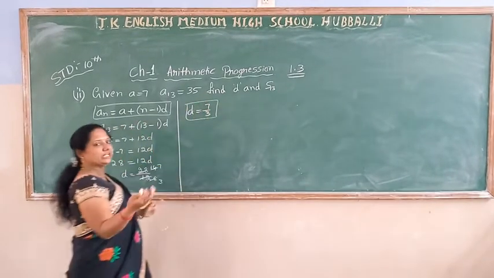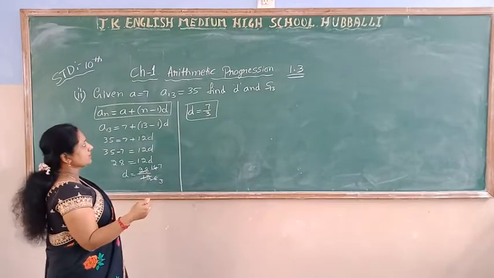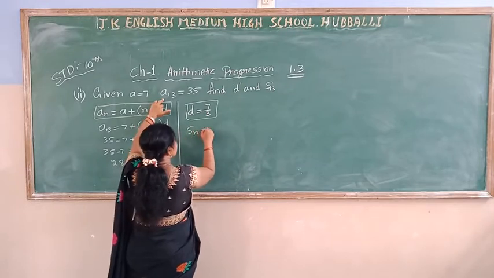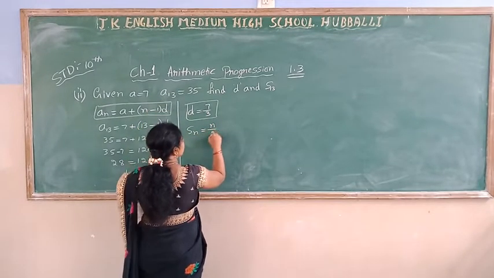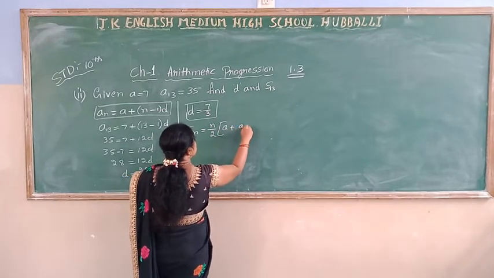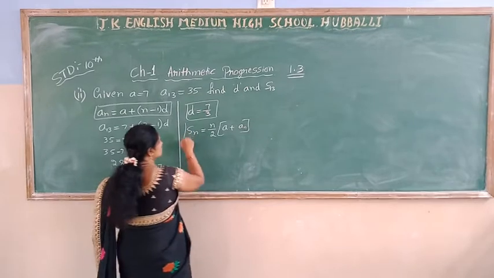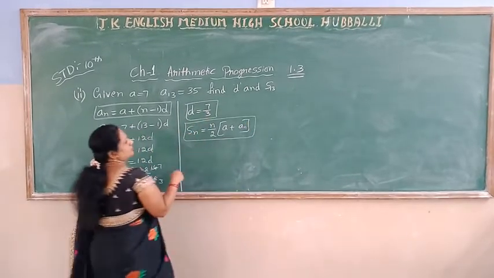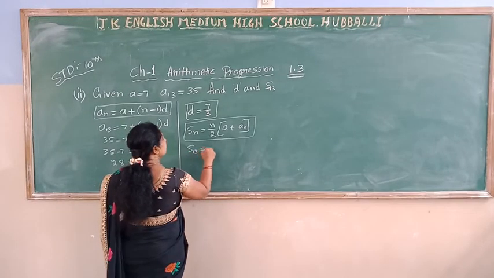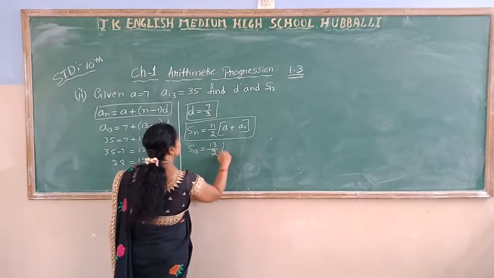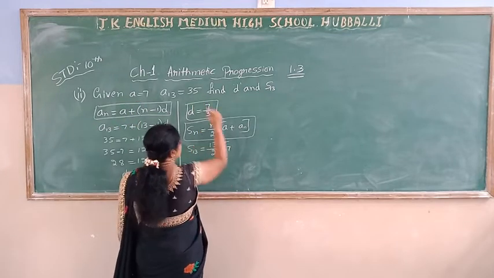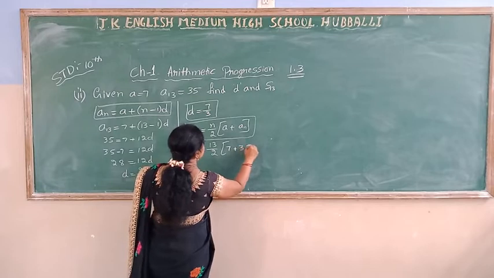After finding the value of d, I can find out the sum of 13 terms because I know the last term. Which formula can I use for S_n? n by 2 into (a plus a_n), where a_n is the last term. I can use this formula to find the sum of 13 terms. n value is 13, so 13 by 2. a value is 7. a_n is nothing but a_13, that is 35.